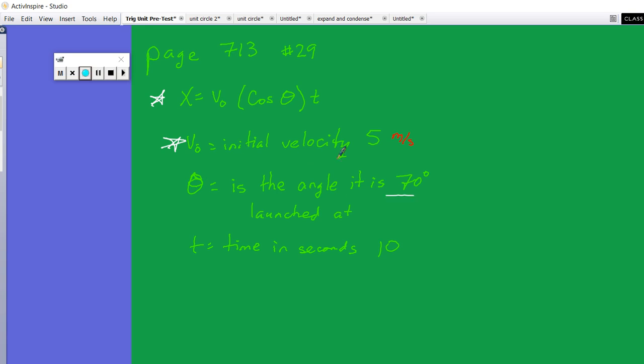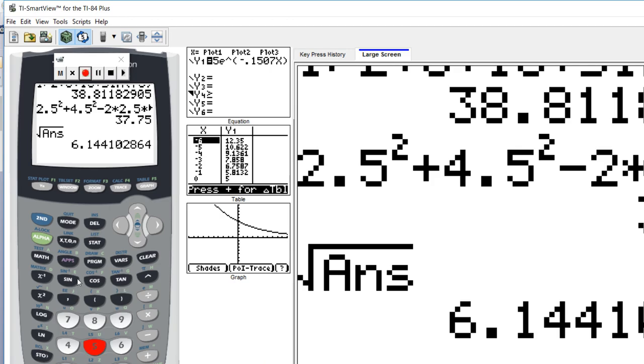So we know the angle is 70 degrees and the time is 10. So all we have to do is plug stuff into that formula which was given. So v naught is 5, so I put 5 here. Cosine of 70 degrees times time. And I just type that in the calculator, and that'll tell me how far that ball was thrown. So 5 times the cosine of 70 times 10. Enter.